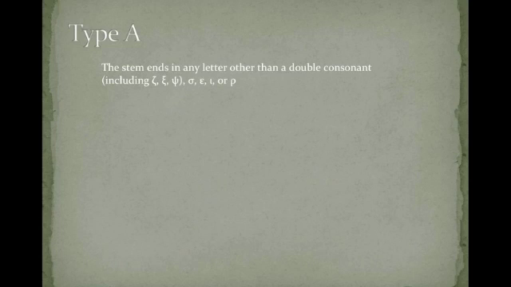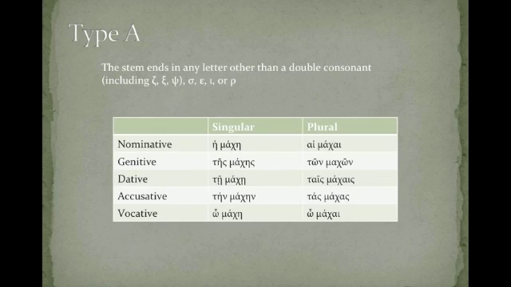The first one, type A, these are nouns whose stem ends in any letter other than a double consonant, double tau, double sigma, or sigma, or what we call zeta, xi, psi. Notice xi and psi end in sigma sound anyway, or epsilon, iota, or rho. What I oftentimes tell students is that the thing you have to keep in mind is epsilon, iota, or rho. This is going to make a major difference for the first declension. So any letter other than those, and we get type A.